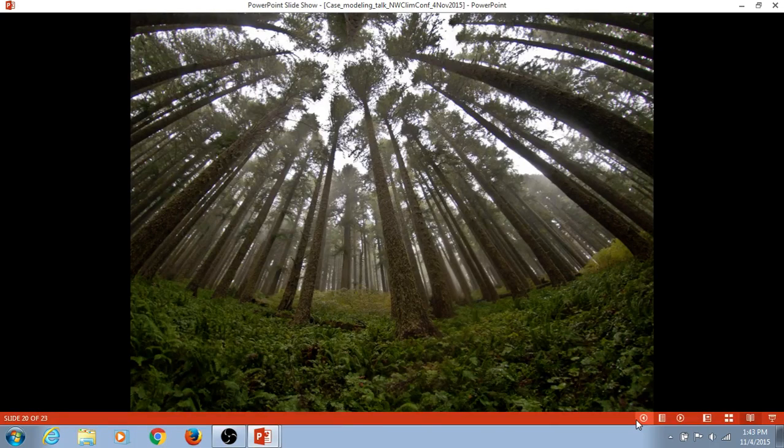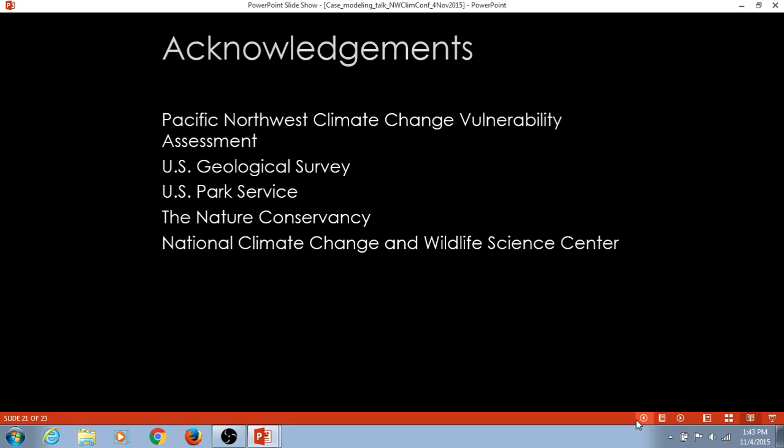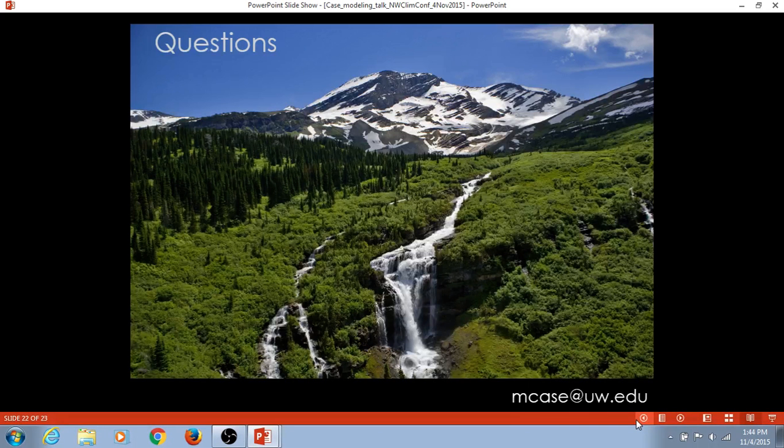Okay, so in conclusion, both models have strengths and weaknesses. Demonstrated one way that we can attempt to integrate that information and potentially come up with some more realistic projections, okay, and help identify the areas that some species are going to be more suitable climate space or environmental space in the future. All right, so acknowledgements: USGS, Nature Conservancy, Park Service, this large project that I was involved in, the Pacific Northwest Climate Change Vulnerability Assessment, and of course the National Climate Change and Wildlife Science Center.